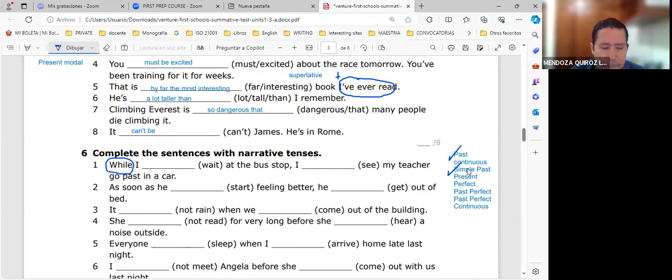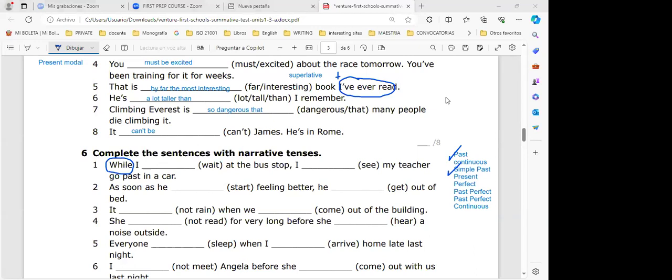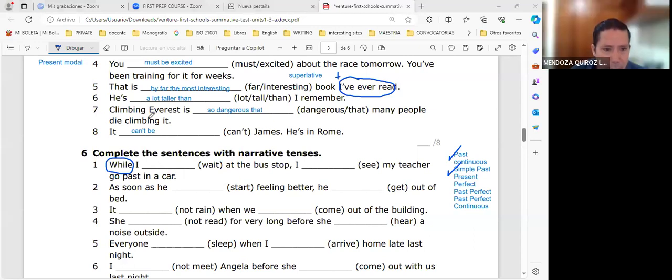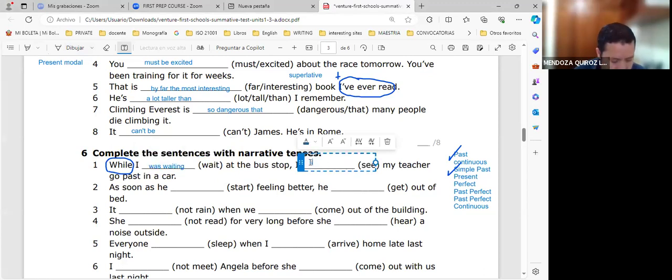Number 1, Dalma. While I was waiting at the bus stop, I saw my teacher. While I was waiting, no? While I was waiting at the bus stop, I saw. That's it. I saw my teacher.